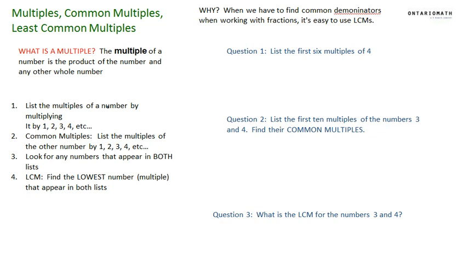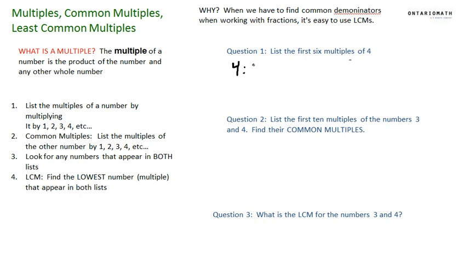I can list the multiples of a number by multiplying that number, 4, by 1, 2, 3, 4, etc. So I'm just going to start with this number 4, and I'll write it here. I need to write the first 6 multiples. I can't multiply it by the number 0 because that would give me 0. You always have to start with a whole number. I start with 1 just because it makes the most sense.